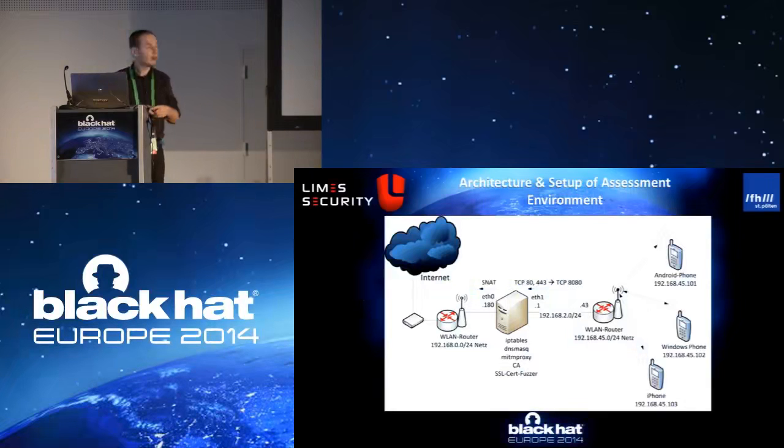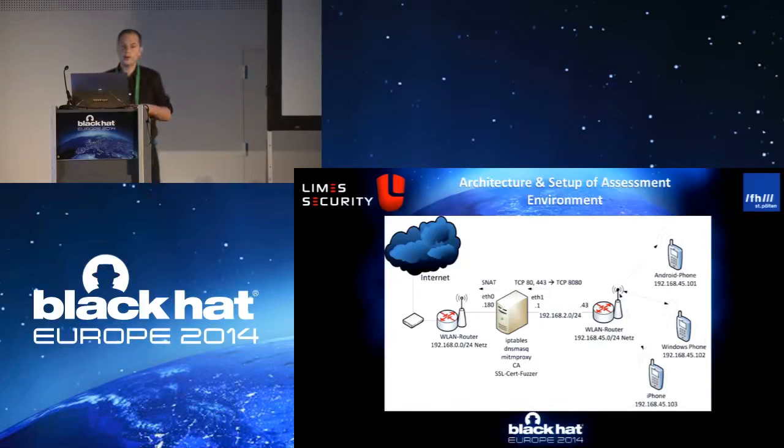What was the setup and architecture of our component? On the right side, we had our poor clients, Android, Windows, and iPhone. They were connected through a regular wireless network to our evil proxy. The most important software components here were iptables, dnsmasq, MITM proxy, a certificate authority, because we had our own certificate authority for some test cases, and our SSL certificate fuzzer. And finally, of course, a connection outwards to the internet, because, again, we wanted to get into the middle of the connection.